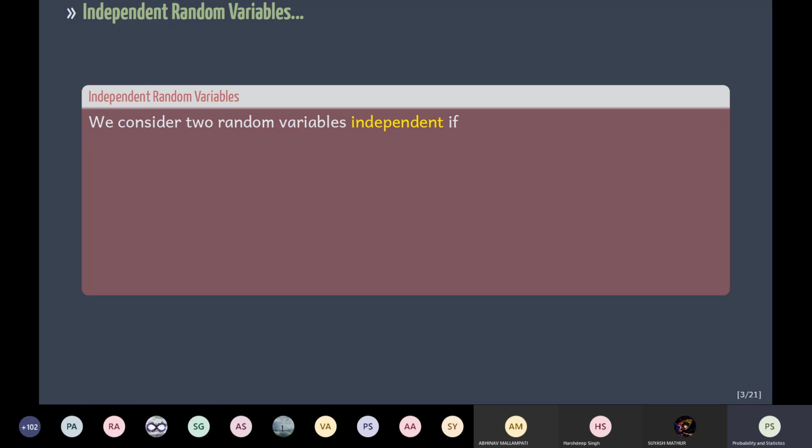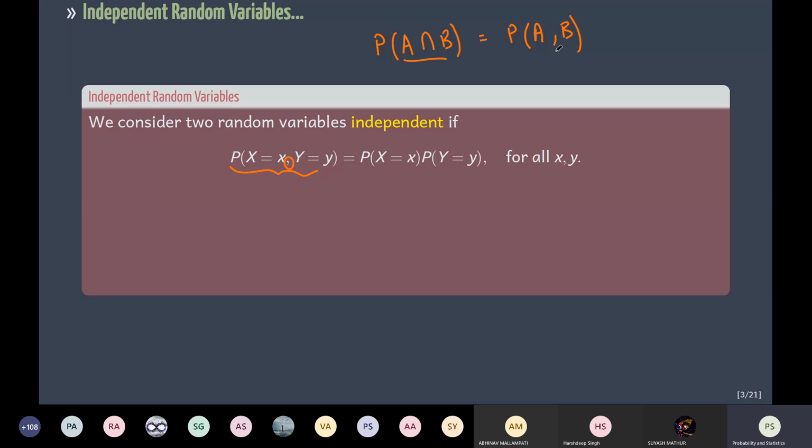So we consider two random variables independent if we have the following. Okay, so two random variables are independent if we have this. Remember that sometimes a comma is written for intersection. Okay, so sometimes we write A intersection B as A comma B. Okay, so we use a comma in the sense that it's an "and".